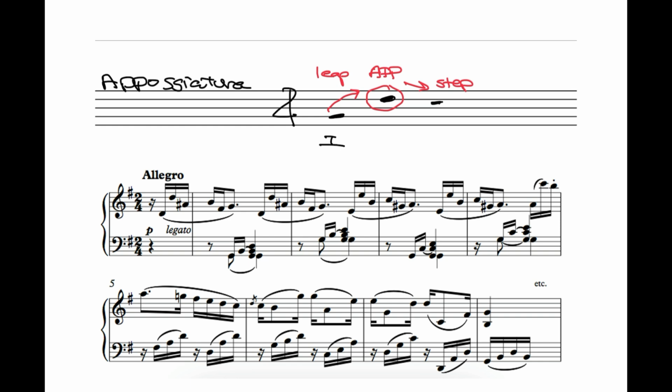So let's look at this example here. Similarly, we're going to analyze the harmonies that are at play. And it sounds like this.